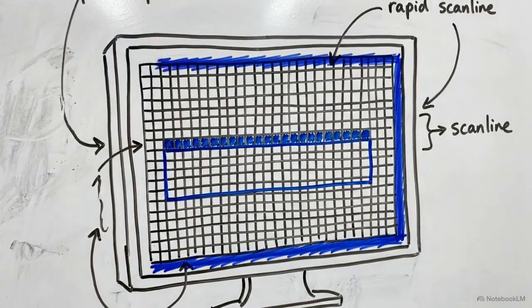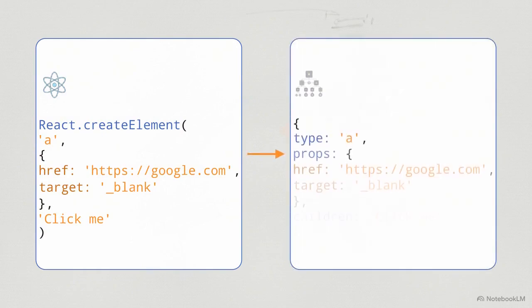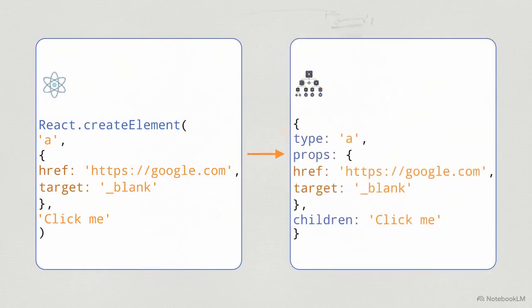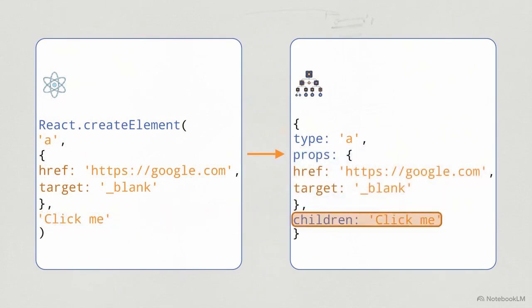paints pixels. Transpilers intercept that HTML-like syntax and collapse it into a nested React.createElement function call. Executing this outputs a standard JavaScript object mapping the screen. The type key dictates the base HTML tag. Props stores attributes. Finally, children holds the payload.